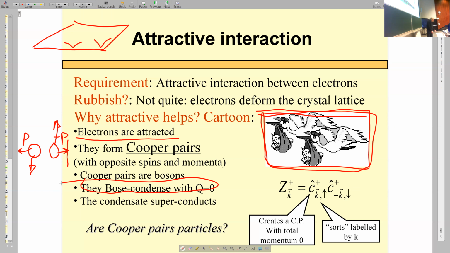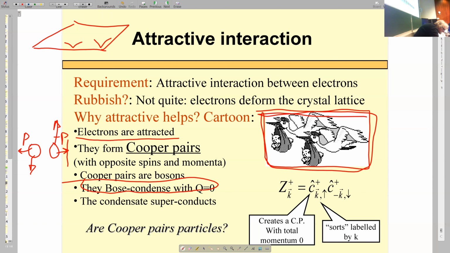But already, as you said, questions arise. For instance, are these Cooper pairs really particles? Really separate objects? Eventually, more or less from our calculation, we will see that they're not. Nevertheless, this cartoon works. At least the main features are there. So let us try to be more practical, write more formulas, and understand how these features emerge.